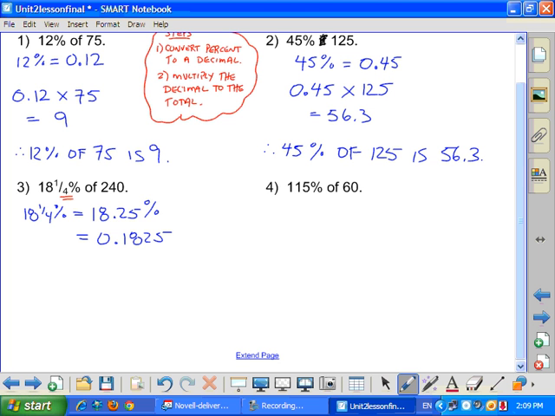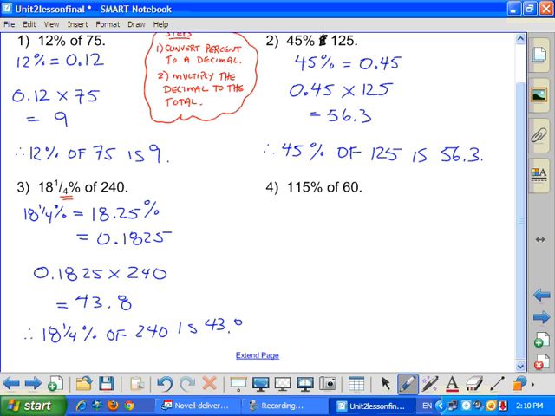Now we take our decimal value, the 1.1825, multiply it by the total, and that will get us the resulting amount, multiplied by the 240. So we get 43.8. So therefore, 18.25% of 240 is 43.8. Okay, so the catch with that example 3 was the quarter, or the fraction.